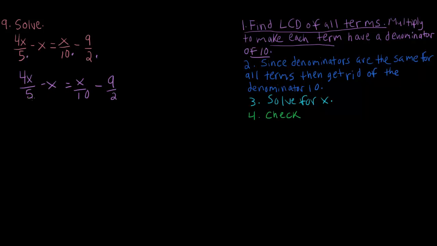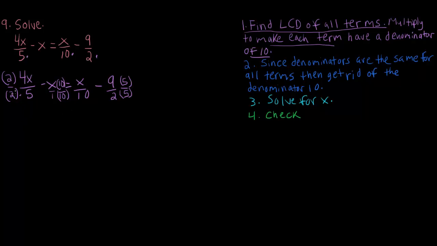10. So to get 5 to be a denominator of 10, we have to multiply 2 times 5. We have to multiply the numerator and the denominator. And then to get x, which is really the same as x over 1, to be 10, you have to multiply the denominator and the numerator by 10. X over 10, it's already 10, which is the LCD. And then 2, just like over here, we need to multiply 2 by 5 to get a denominator of 10, and then also the numerator.